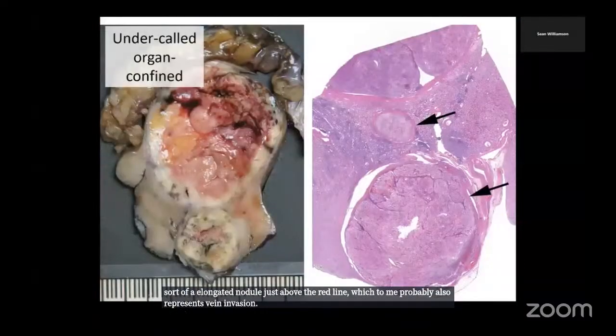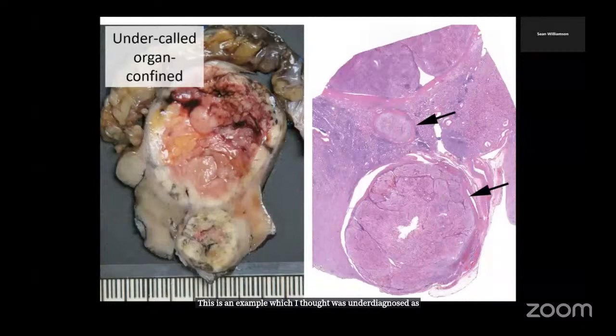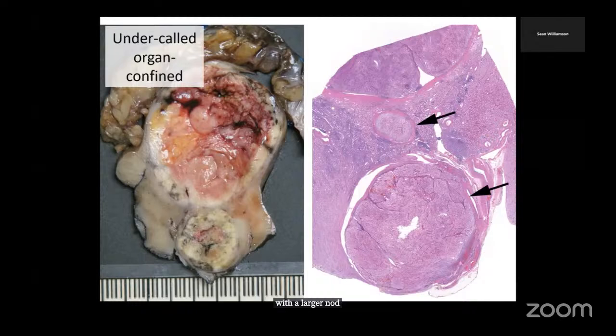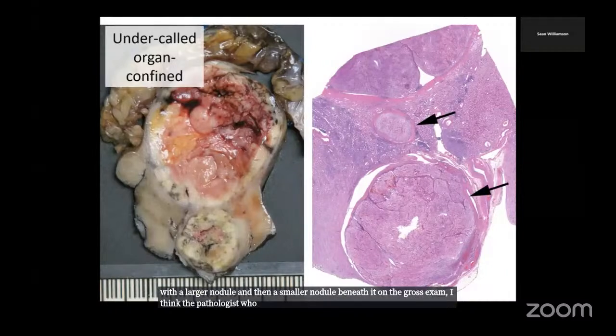This is an example which I thought was underdiagnosed as organ confined. And again, you can see sort of the snowman sign, or in this case an upside down snowman, with a larger nodule and then a smaller nodule beneath it on the gross exam. I think the pathologist who saw this case was interpreting this as multiple tumor nodules.